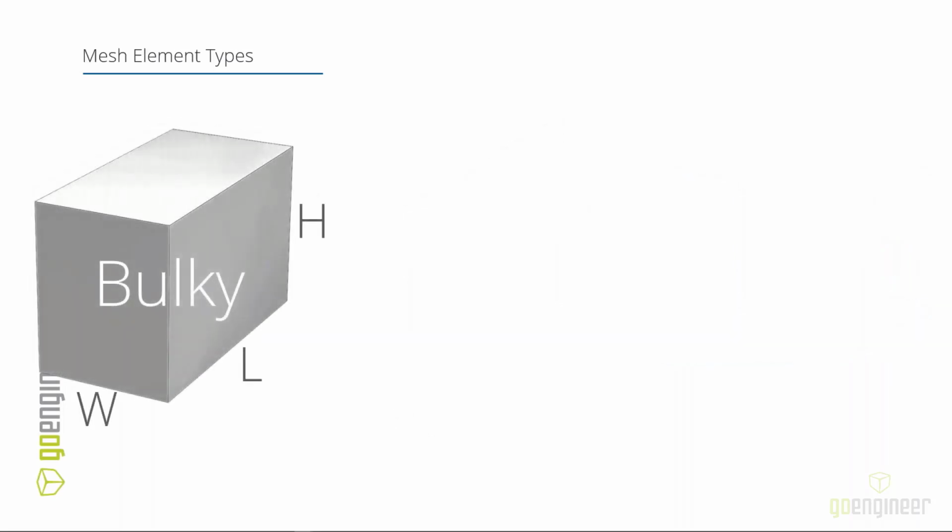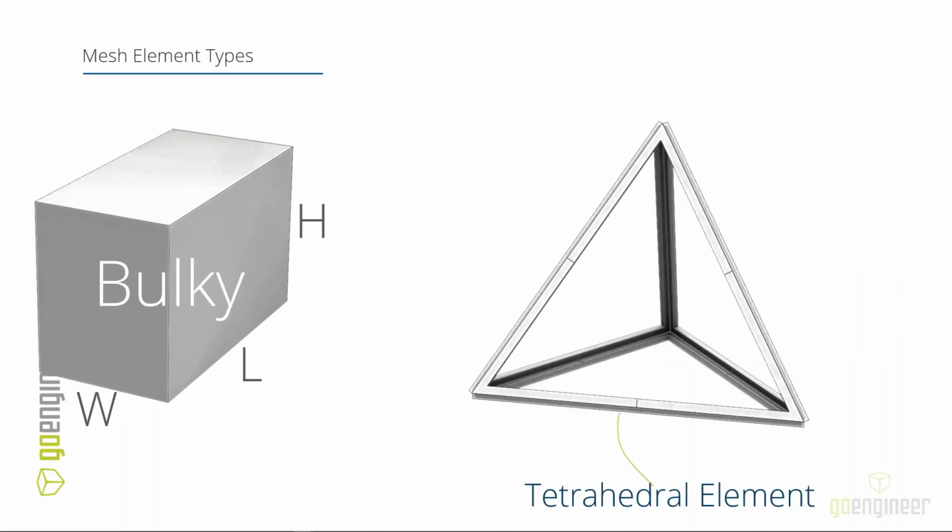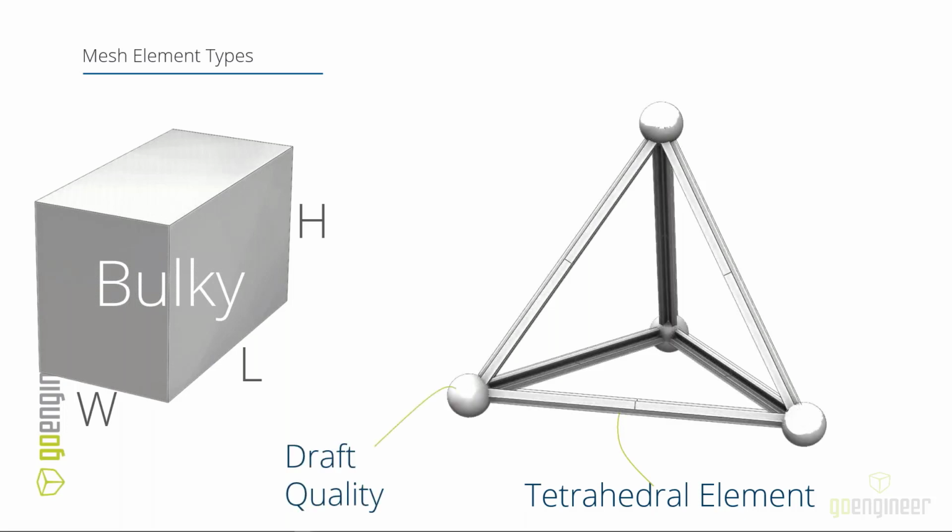Let's talk first about bulky geometry and what that actually means. With bulky geometry, we have what we call a solid element. This is a tetrahedral element, as you see here on the screen. What you end up with are nodes, which is where the element edges intersect. A draft quality element has 4 nodes, one on each corner. Those nodes and edges are shared by multiple elements across the geometry.